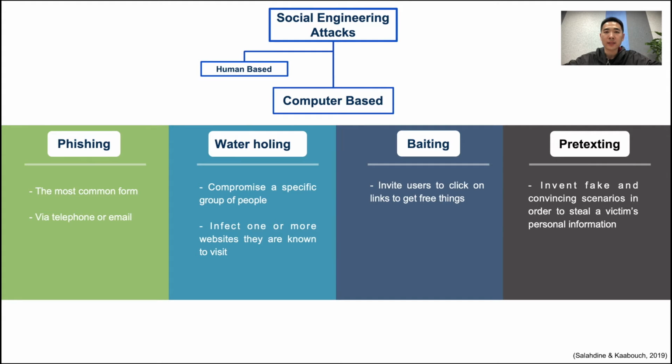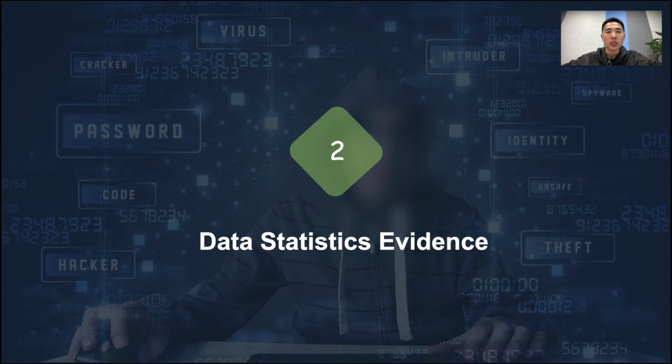Pretexting attacks consist of inventing fake and convincing scenarios in order to steal a victim's personal information. They are based on pretexts that make the victim believe and trust the attacker. For example, the pretext may be an offer to perform a service or to get a job. Next, Jiajing will use data to analyze the situation of attacks.